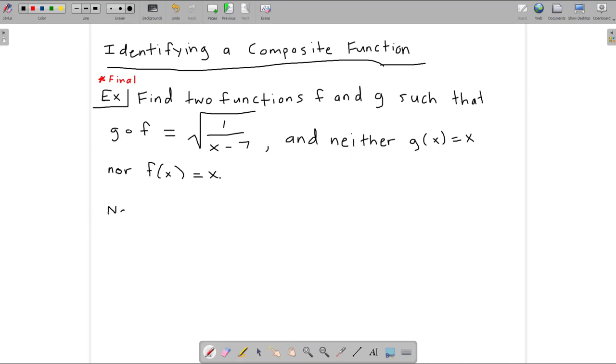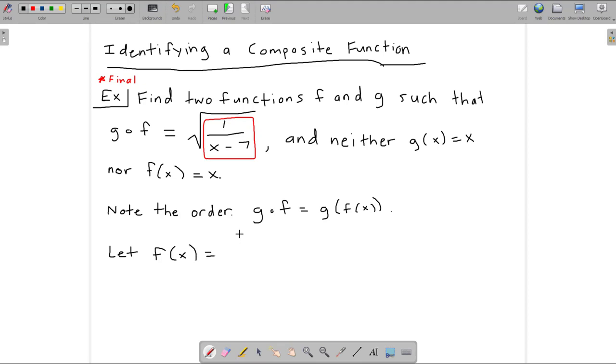So first thing, note the order that you're composing your functions, because as we saw before, the order does matter. So I have here g of f, which is g evaluated at f of x, right? So I want my g to be sort of the outer function and my f to be sort of the inner function. So why don't we just call this inner part my f of x. So let's let f of x equal 1 over x minus 7. So we're just taking whatever's inside. Then we have that f of x is not equal to x, so that's fine.